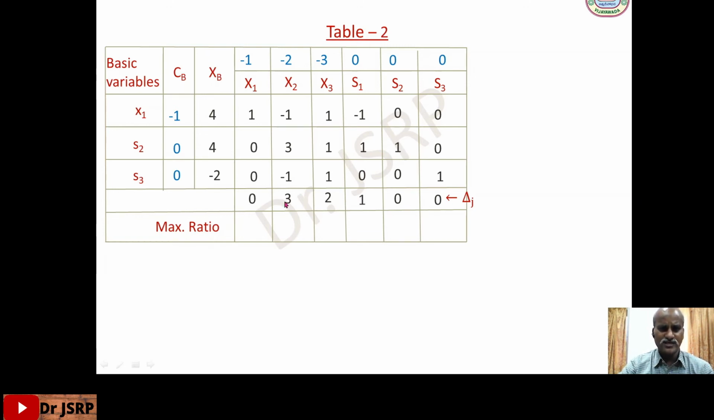Observe the delta J values. All delta J are greater than or equal to 0, so this method can be applied. Now the objective function value ZB is CB into XB: minus 1 into 4 plus 0 into 4 plus 0 into minus 2.